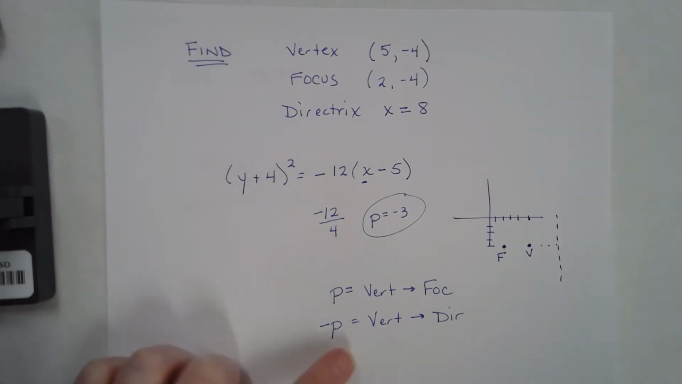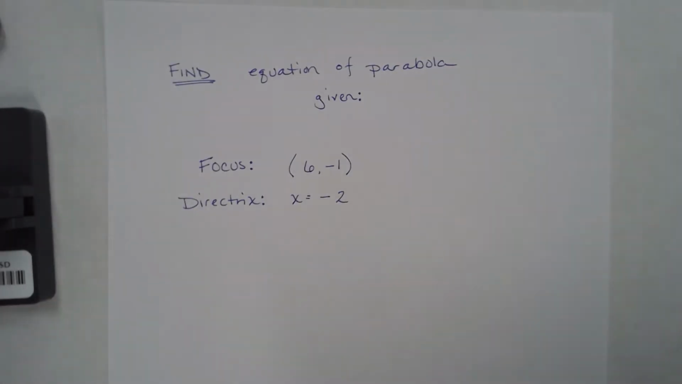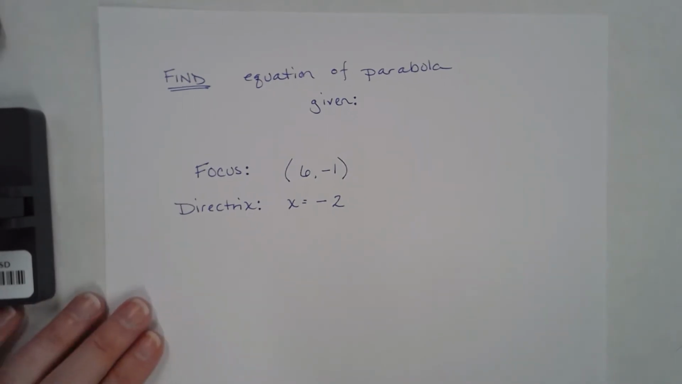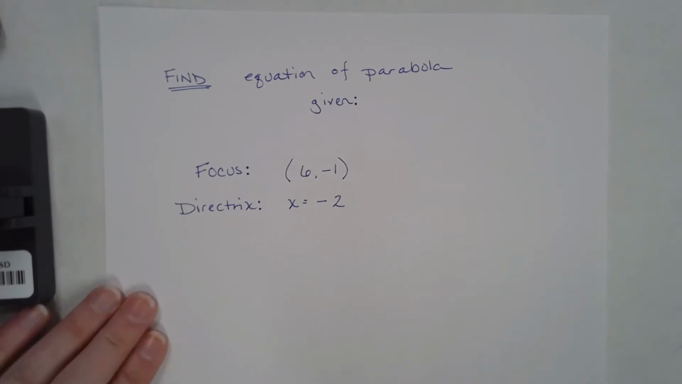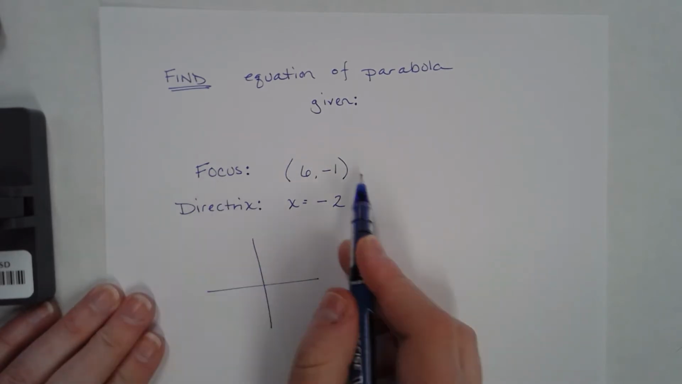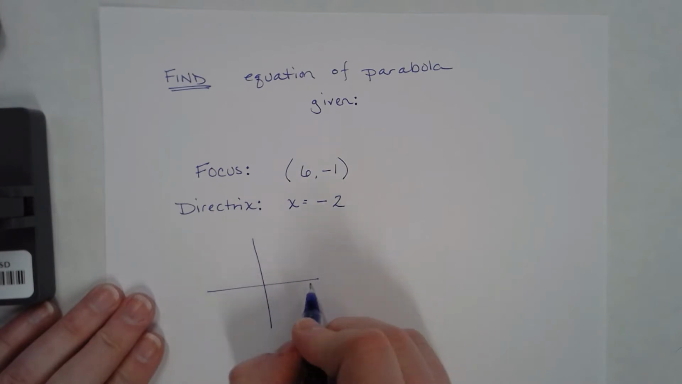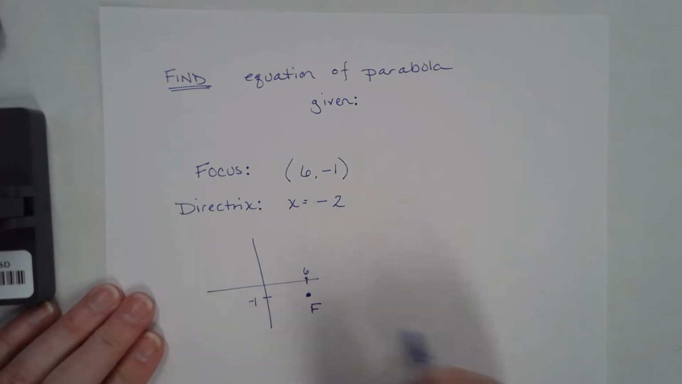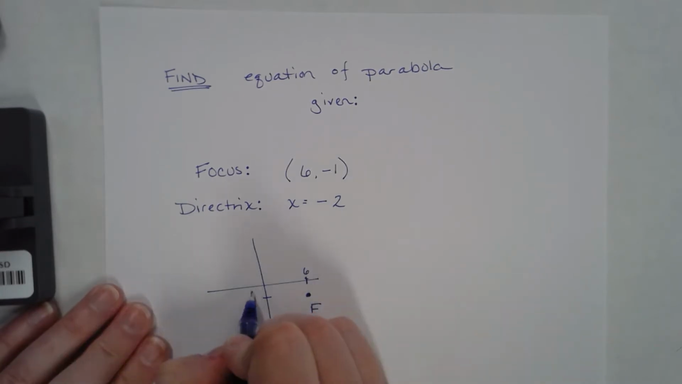Now you have questions on your review sheet where you have to write the equation of the parabola if you're given the focus and directrix. I like a sketch because it helps me visualize everything. My focus is at 6, -1. So I'm over here at 6, and then I'm going to call this -1. So that right there, that is my focus. The directrix is at x equals -2.